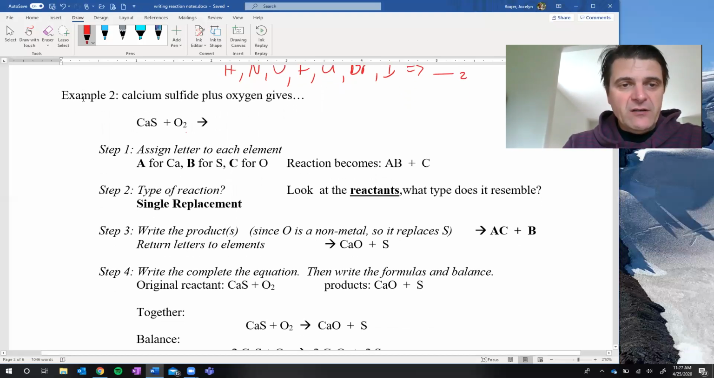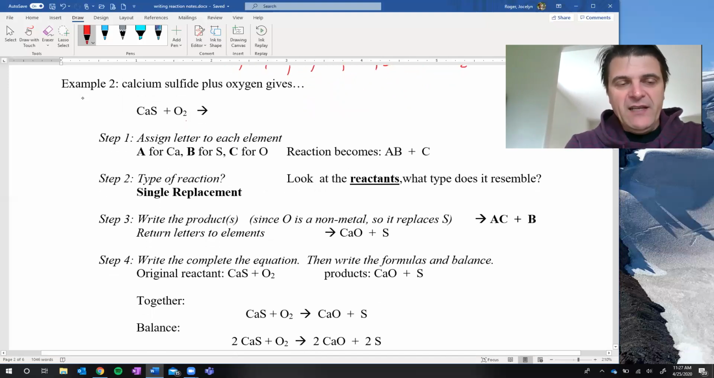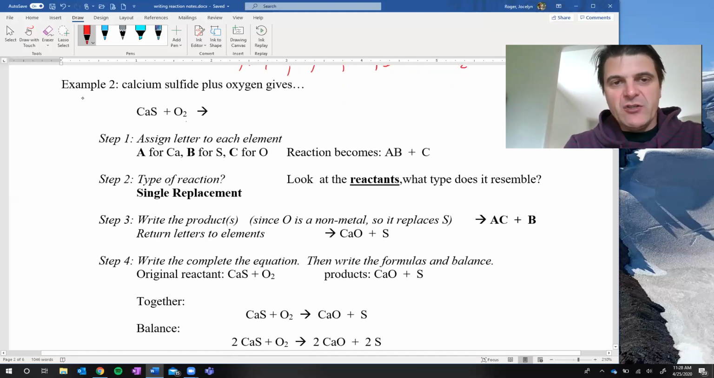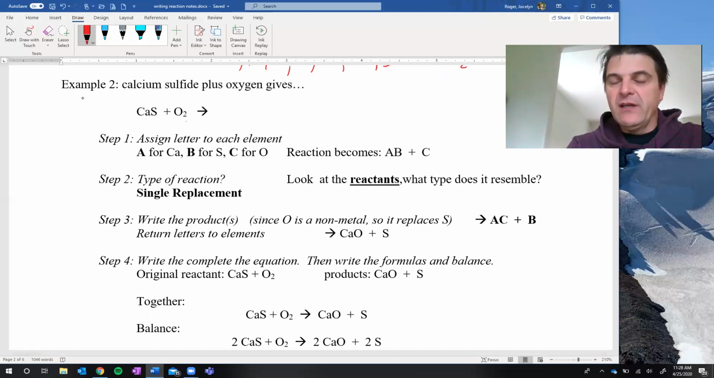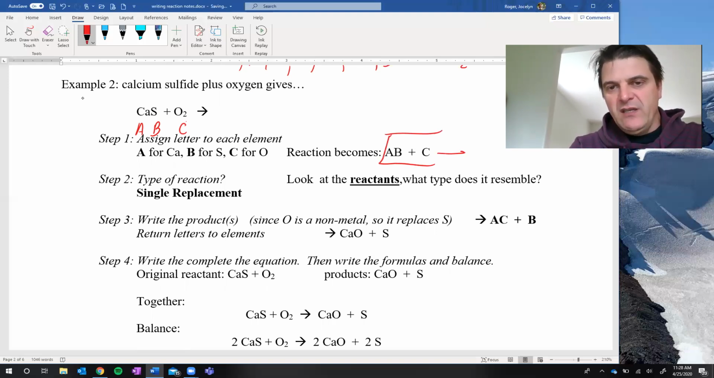So this equation here, calcium sulfide, CaS, plus oxygen gives. Okay, so we're going to do exactly what we did in the first example. We're going to assign letters, right? Each element gets a letter. So A for Ca, B for sulfur, and C for oxygen. So what that looks like is this. AB plus C gives.